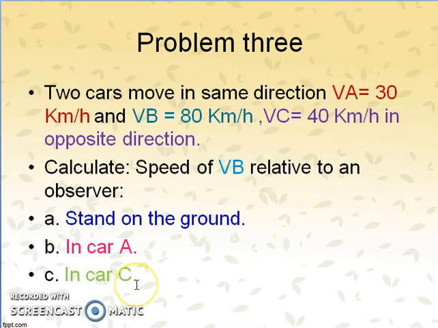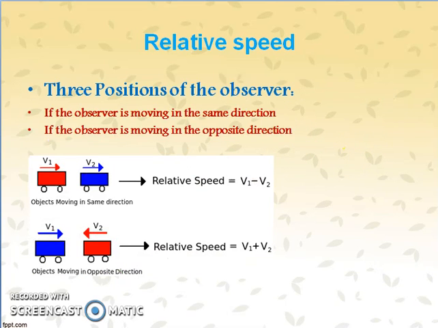And then we want to calculate the speed of VB according to the observer if he was in car C. And then we have VC, which is car C, that moves in the opposite direction with a speed of 40 km per hour. So let's remember, guys, that if the object is moving in the opposite direction, in this case, we will follow this, which is relative speed equals V1 plus V2.